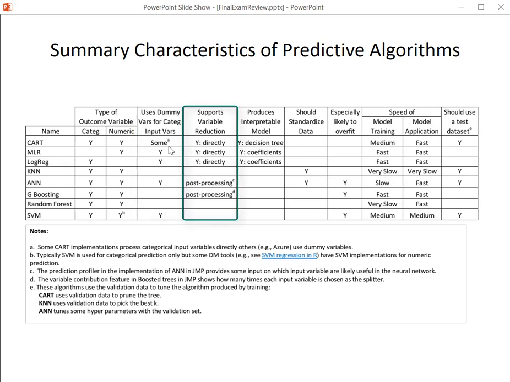We also have some algorithms that have built right into them ways of determining which input variables are important. And then we have some that aren't. The first three that we dealt with throughout the semester were CART, MLR, and logreg.